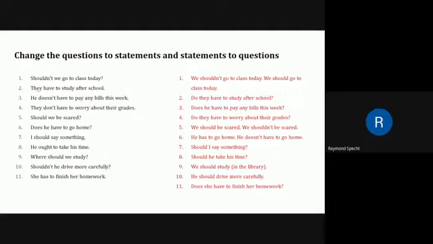Now, the statement is they have to study after school. Our question: do they have to study after school?